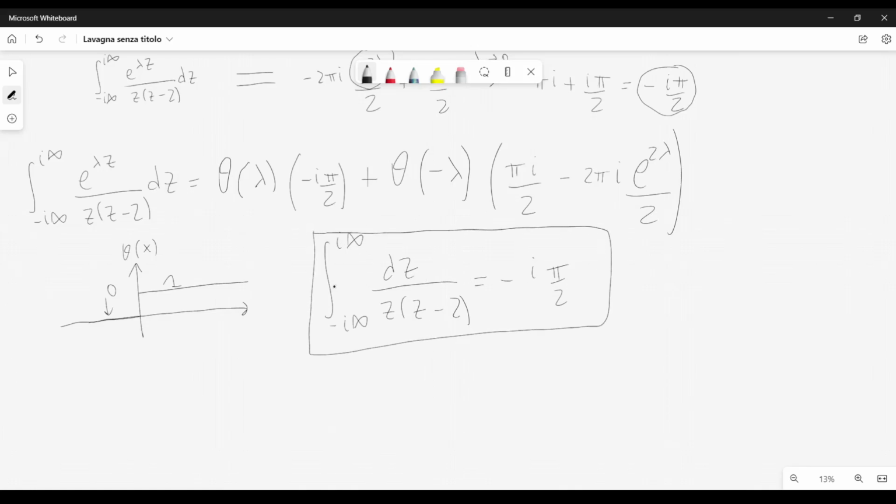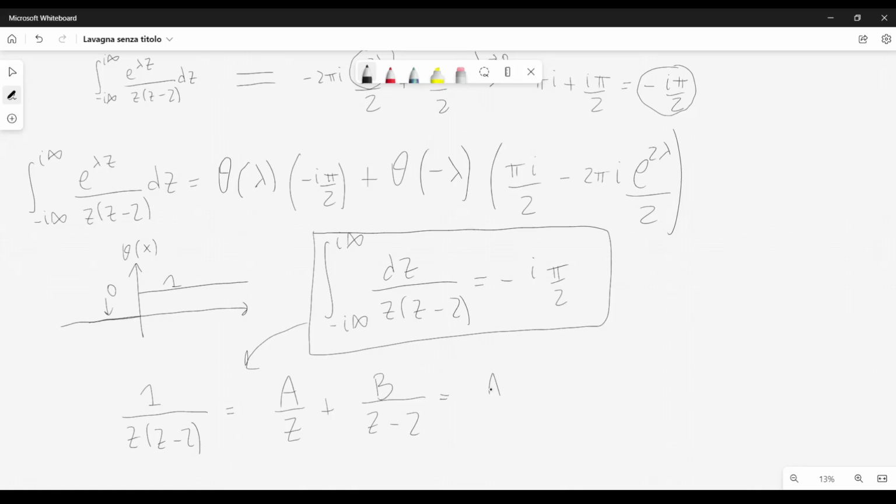And this integral can also be calculated by finding the antiderivative of the integrand. So let's try to work this out. It could be useful to give you more insight. We have the integrand 1 over z times (z minus 2). This can be rewritten by using a coefficient a divided by z plus a coefficient b divided by z minus 2. So we have to find the two coefficients a and b.